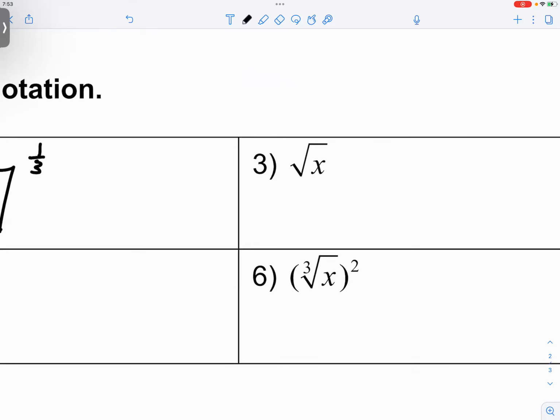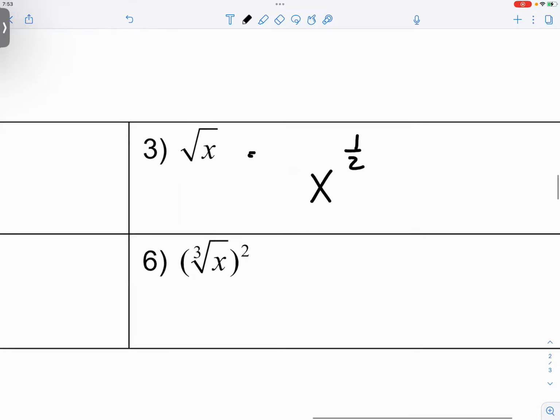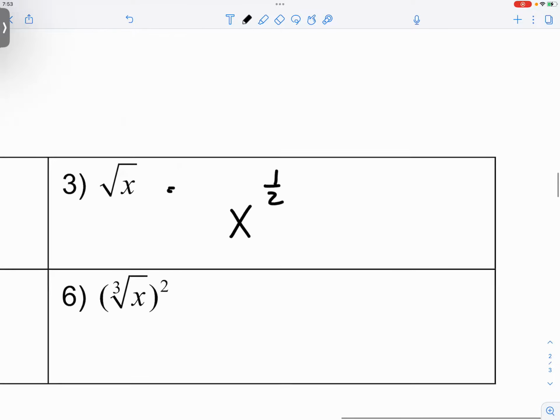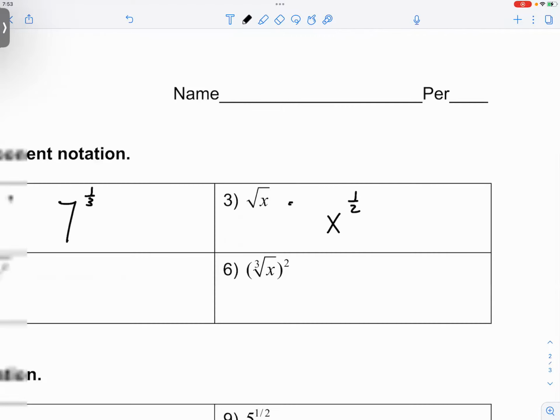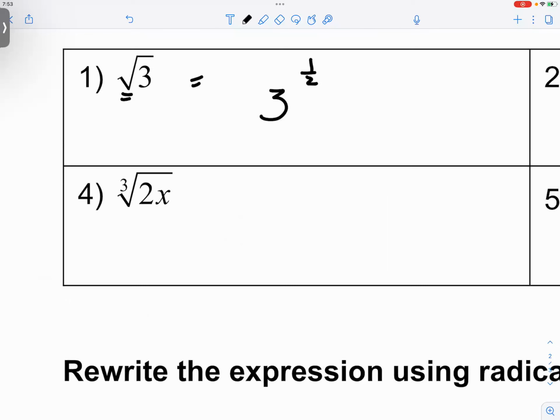Square root of x is equal to x to the 1/2. Okay, so you might get tempted to say x squared, but then you also know that's not x squared. But it's related to 2, so it's 1/2. All right, now, what about this?